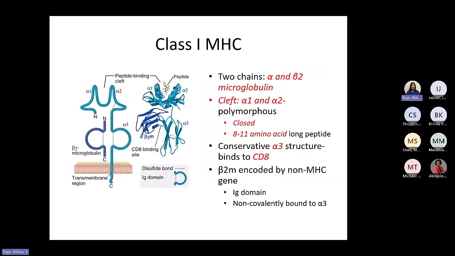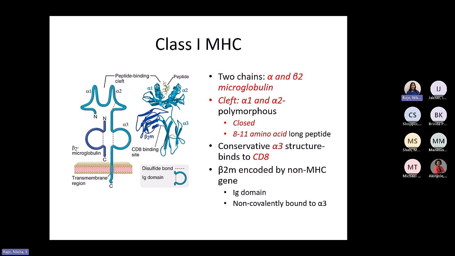We'll talk about class 1 MHC. It has two chains. The longer chain is called the alpha chain, and it is bound to the beta-2 microglobulin chain. The alpha chain has three domains: alpha 1, alpha 2, and alpha 3. Alpha 1 and alpha 2 are the ones that make the cleft in which the peptide can be located or bound. The alpha 3 domain is pretty conservative. It doesn't change over time, and it binds to the CD8.